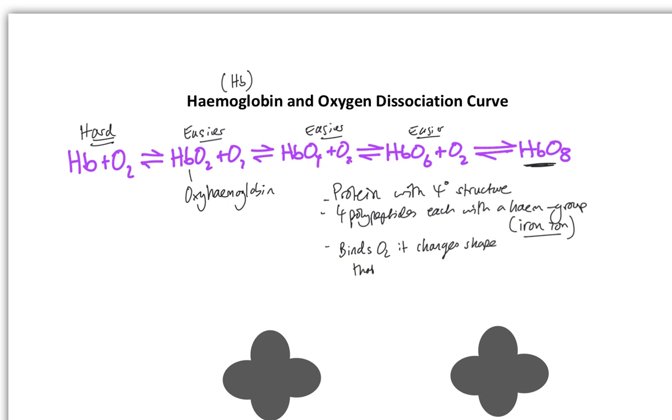That makes it easier. When I say easier, we change its affinity for oxygen. That makes it easier to bind subsequent oxygens, up to its maximum of 8 oxygen atoms, or four oxygen molecules, because oxygen goes round in pairs. So, making it easier, we can say that it's got a higher affinity.